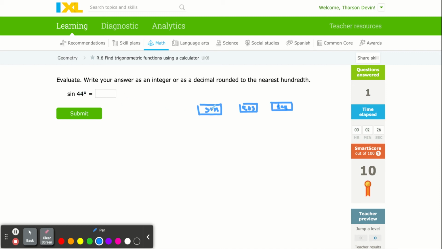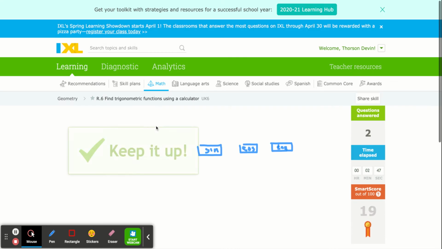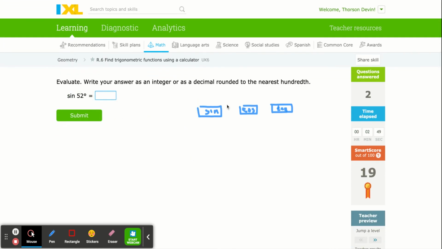So again, you're just going to hit the sine button and type in 44 and see what you get. Or in some calculators, you actually type in the 44 first and then hit the sine button. In the calculator I'm using, I hit sine, type in 44, hit enter, and I get 0.6969. And so, sine of 52: type in sine 52, hit equals, and you get the right answer.